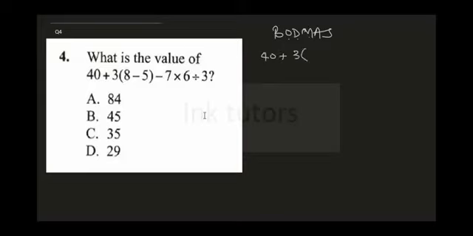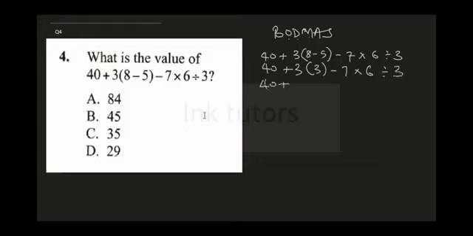So this is going to be 8 minus 5 minus 7 times 6 divided by 3. So this is going to be 40 plus 3. 8 minus 5 is going to give me 3 minus 7 times 6 divided by 3. Now from here I have 40 plus 3 times 3 will give me 9. Okay, so minus 7 times 6 divided by 3. Now, since we don't have an of, we should go ahead and do our division. This will be 40 plus 9 minus 7 times 6 divided by 3 is going to give us 2.